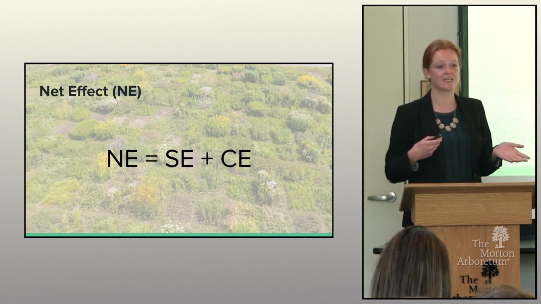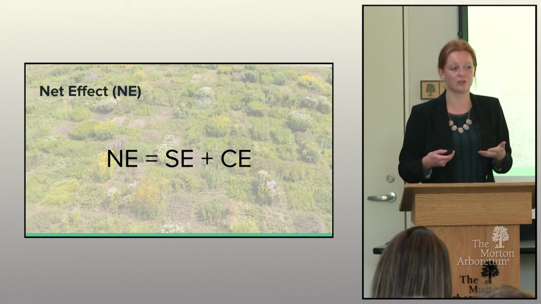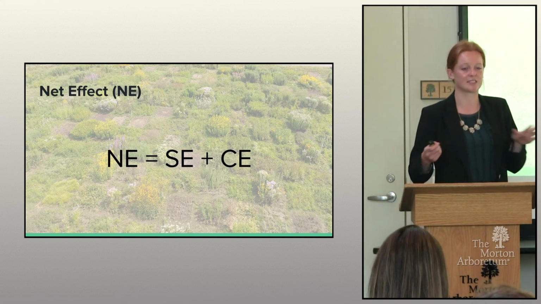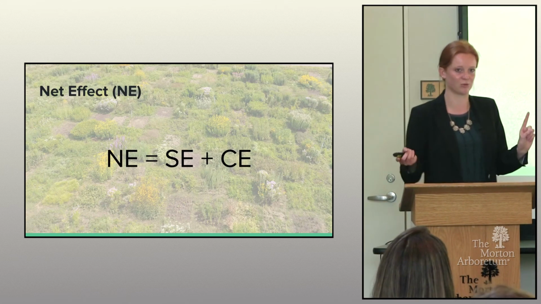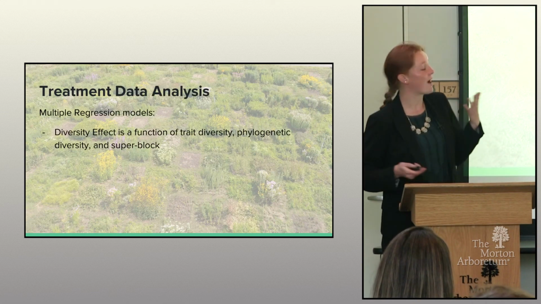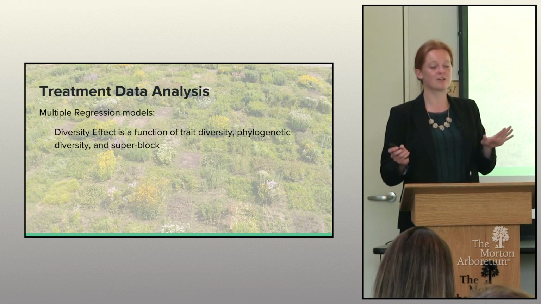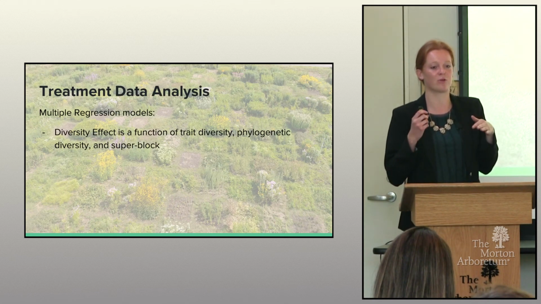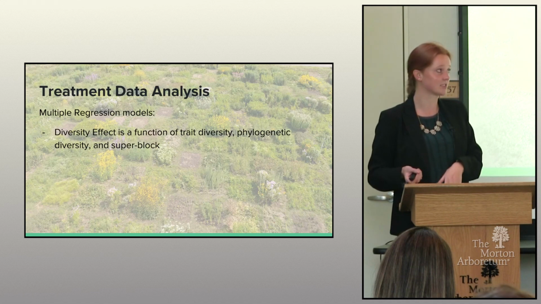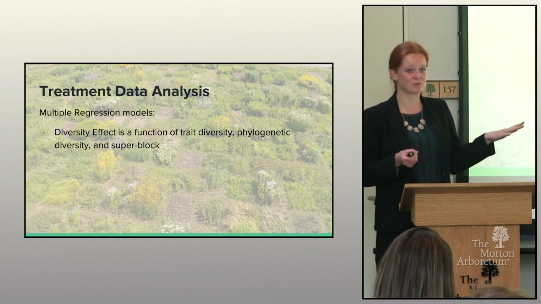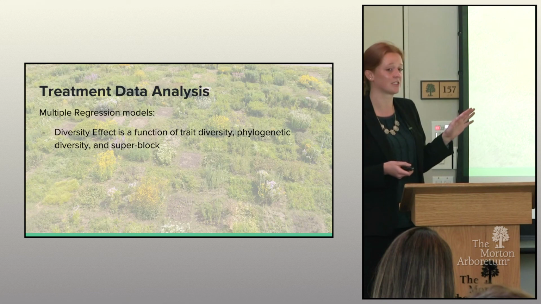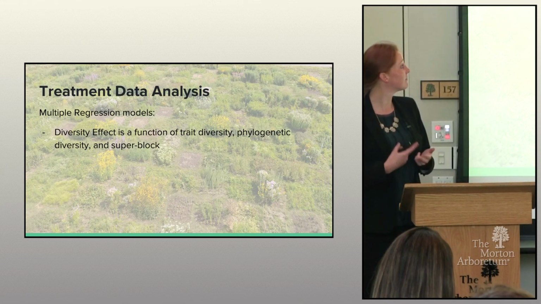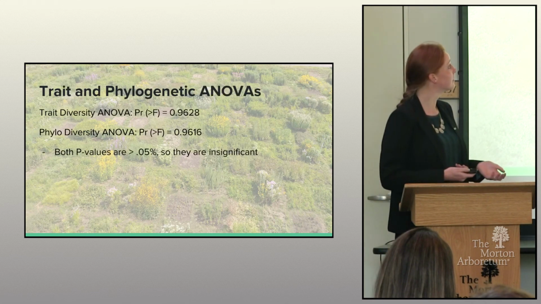Overall, we wanted to see if any of these diversity mechanisms were being influenced by the level of phylogenetic and functional trait diversity, as well as by that superblock factor where I explained the west and the east superblocks. After I collected all of my treatment data, for the purposes of my study we only looked at plots that had 14 species in them, so that reduced the number I analyzed from 72 to 58 treatments. I input this data into various multiple regression models, and the one I decided to focus on was where the diversity effect, or the net effect, is a function of trait diversity, phylogenetic diversity, and superblock.